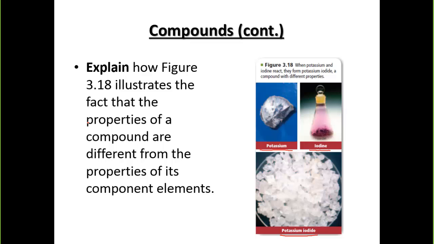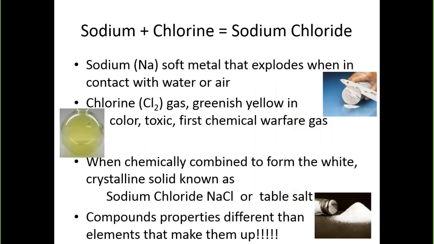Now, a couple ideas. The textbook gives us the example: potassium is a metal and iodine is a purplish gas. When combined together, they make potassium iodide. Potassium iodide is a salt substitute, so it's a little bit different there between the silvery metal and the purple gas. Or I'd like to also give you the example: sodium and chlorine to make sodium chloride.